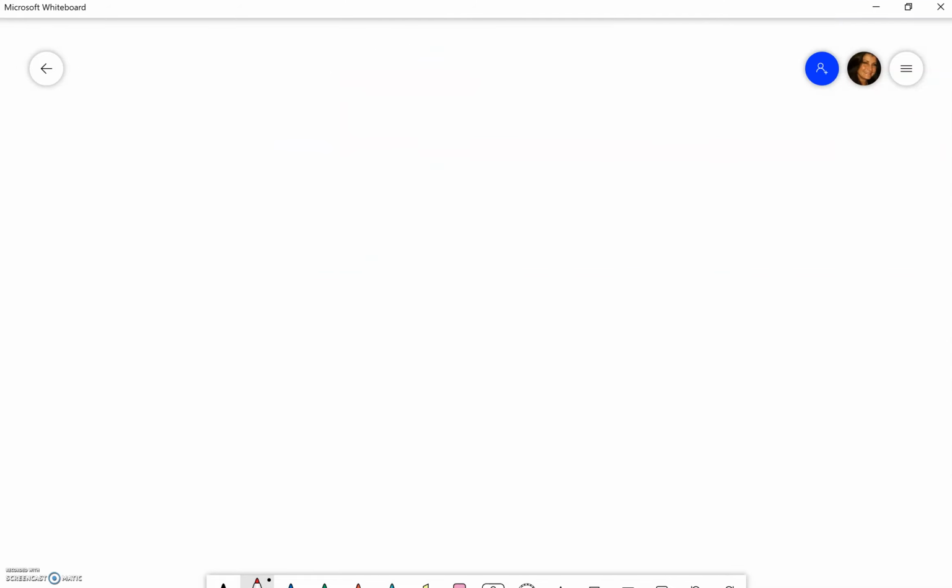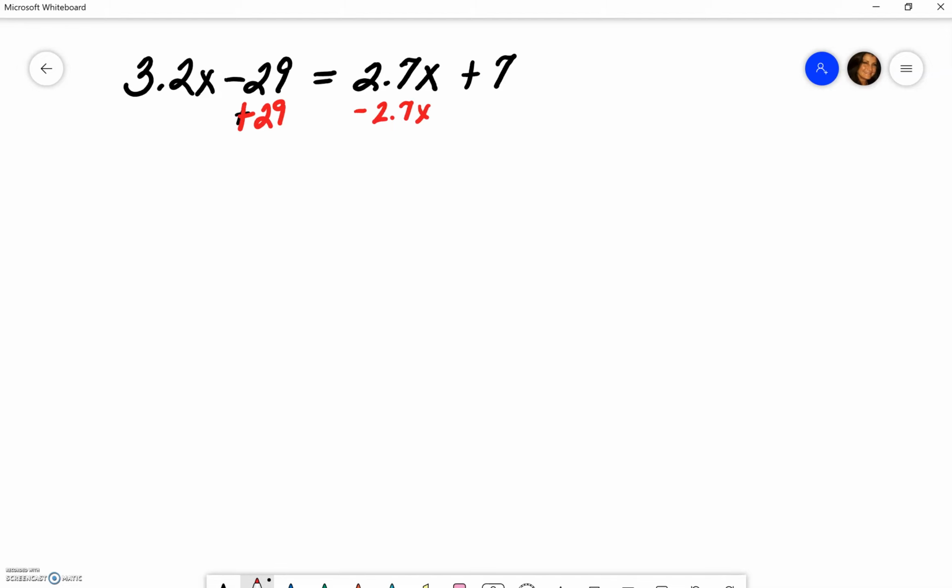All right, so number 8. Let's take a look at that one. I think this is the same thing. We've already done this, where they're taking 3.2x minus 29 equals 2.7x plus 7. So we're just going to get the x's on one side and numbers on the other. So when we move this, one would be a plus 29, and this would be a minus 2.7x.